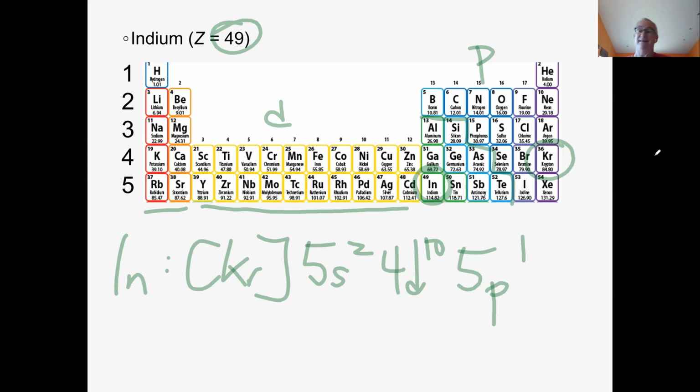So since it's a metal, what kind of ion is it going to form? Is it going to form an anion or a cation? In order for it to achieve stability, is it going to lose electrons? Is it going to gain electrons? A cation. It's going to become a cation. That's right. So by losing electrons or gaining electrons? Losing electrons. Exactly.